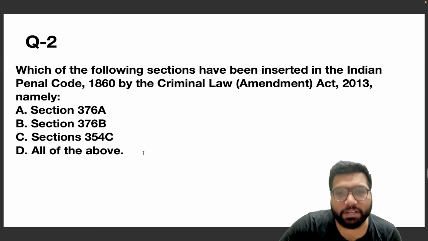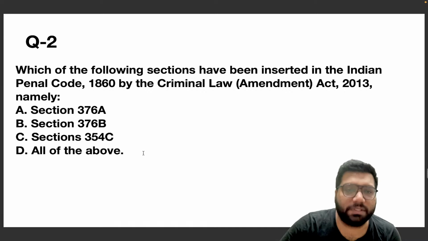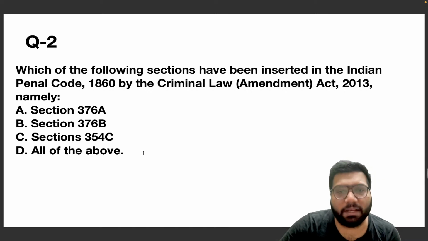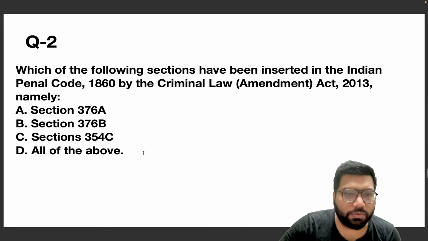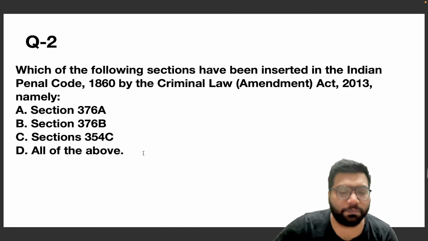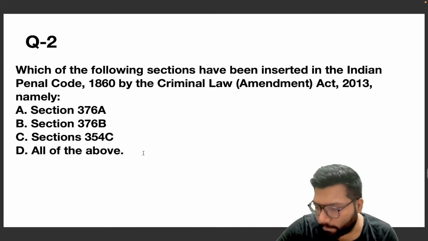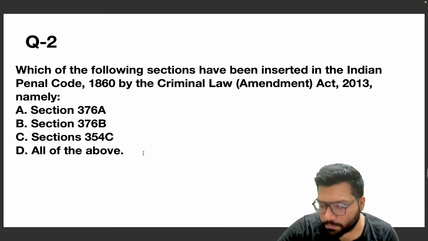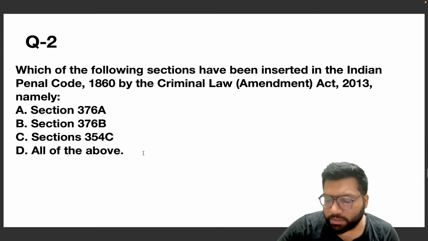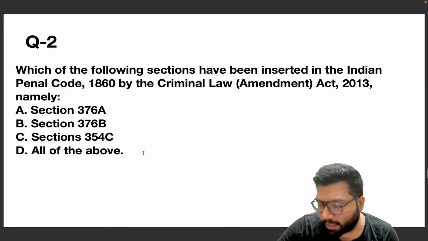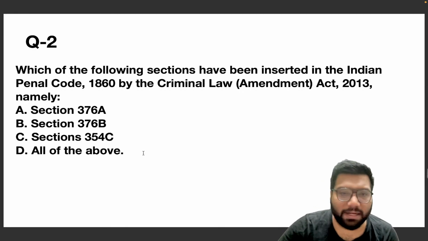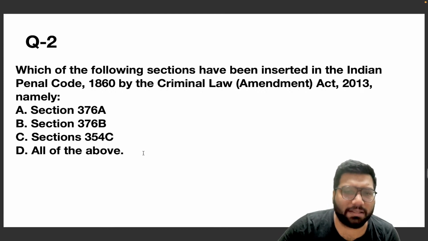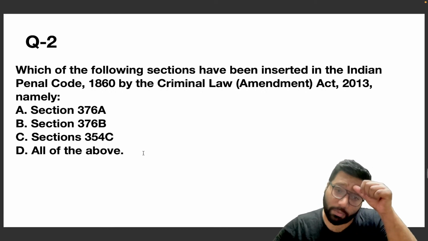Which of the following sections have been inserted in IPC 1860 by the Criminal Law Amendment Act 2013, namely? Choose the most appropriate one. Top 3 students to answer correctly: first Mohit, followed by Sunita and Ladley. Yes, everyone's answer is correct, that is D. There are some other important questions related to this one.